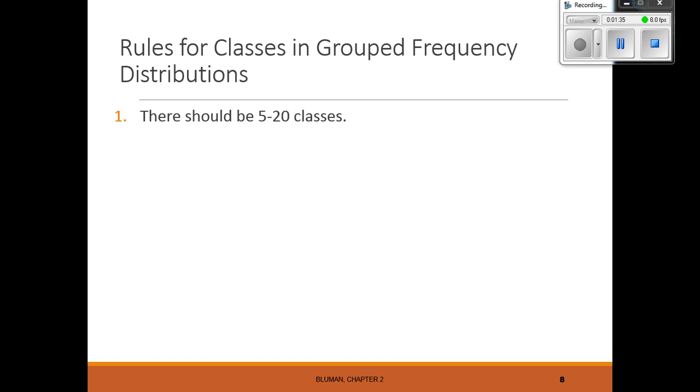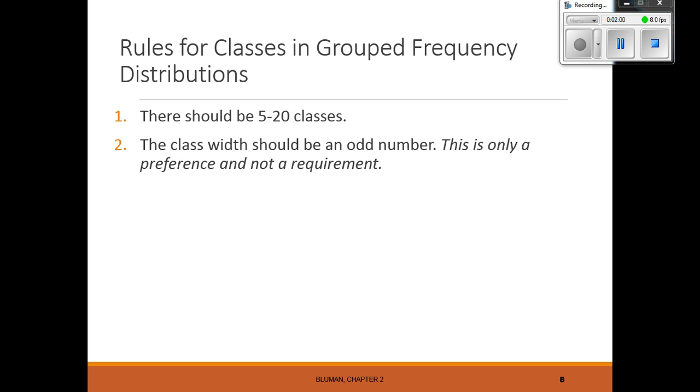Some rules for grouped frequency distribution. You should usually have somewhere between 5 and 20 classes. The reason you don't want to have fewer than 5 is that if you only need 3 or 4, you probably shouldn't use groups. You should have them all separated. Having more than 20, now you're getting kind of ridiculous. You're getting so many groups that you really can't get an accurate picture of what the data is showing. Your class width should be an odd number. Now, this isn't a must. It makes things a little bit neater, meaning your midpoint won't be a decimal, but it's really something you do more as a preference, not necessarily a requirement.